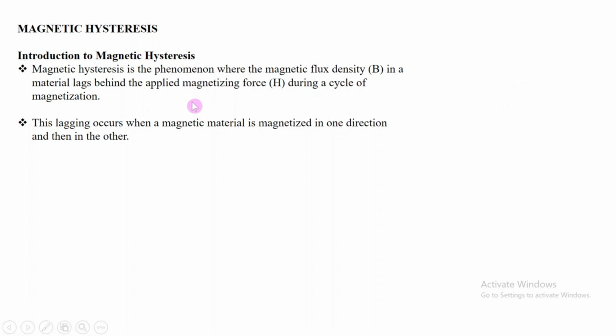Now, what is magnetic hysteresis? Here, the word hysteresis means lagging behind. As we saw in the previous demonstration, the magnetic flux density of the soft material, which is present inside the external magnetic field, was lagging behind that external magnetic field H. So this phenomenon is called magnetic hysteresis.